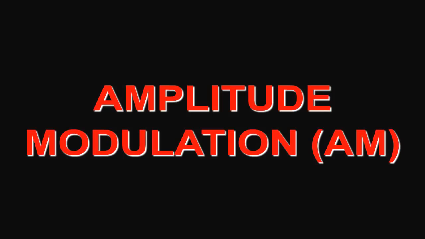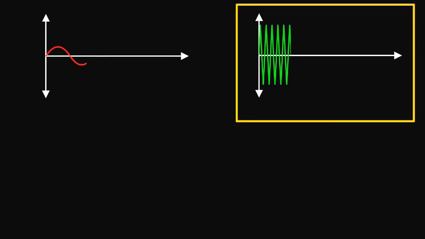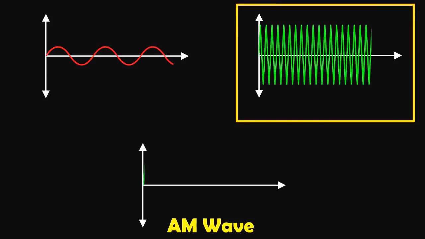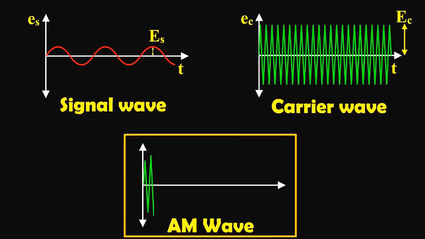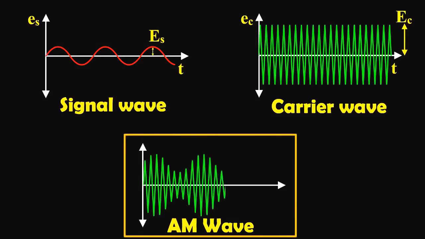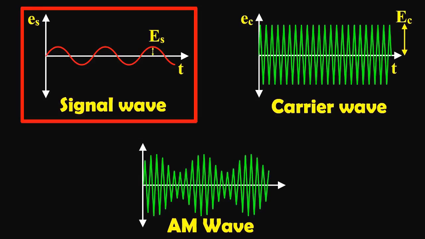What is amplitude modulation, that is AM? When the amplitude of high frequency carrier wave is changed in accordance with the intensity of the signal, this process is called amplitude modulation. In amplitude modulation, only the amplitude of the carrier wave is changed. The frequency and the phase of the carrier wave remain constant.